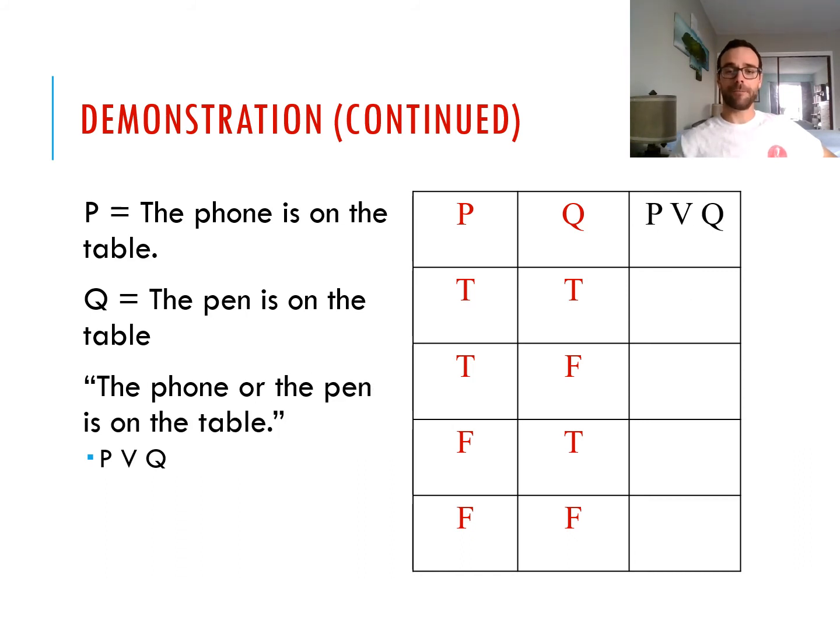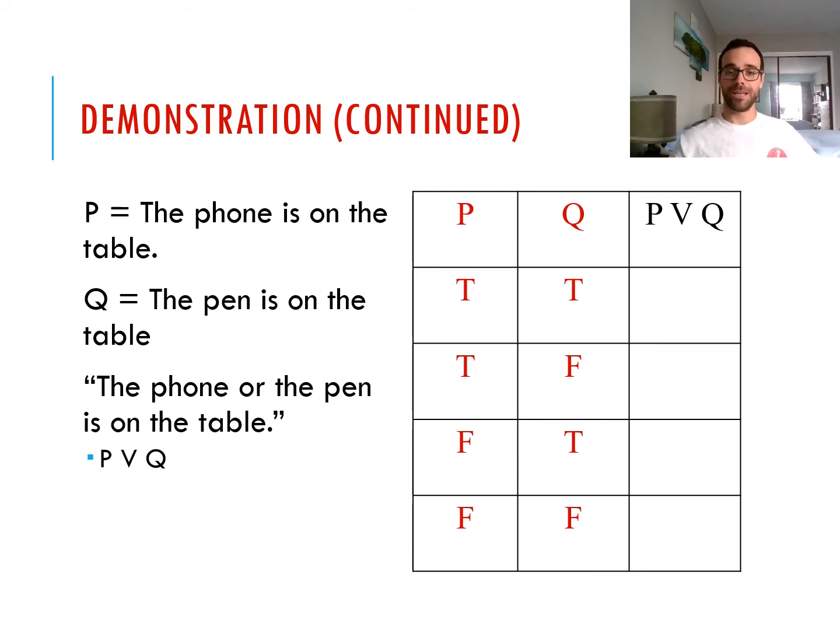When it comes time for a disjunction, it is only ever false when both simple propositions are false. This means that if I use the complex proposition, the phone or the pen is on the table, then in row 1, when we see that P and Q are both true, we know our complex proposition as a whole is going to be true.